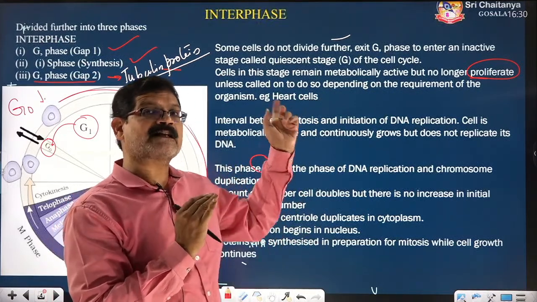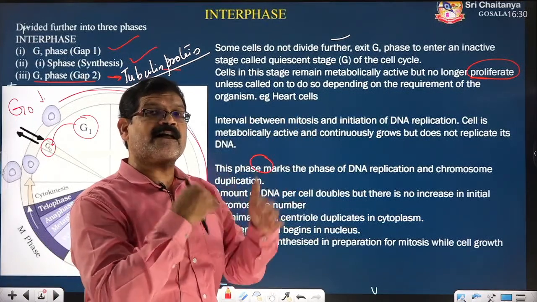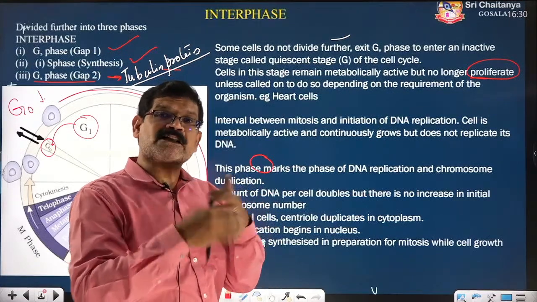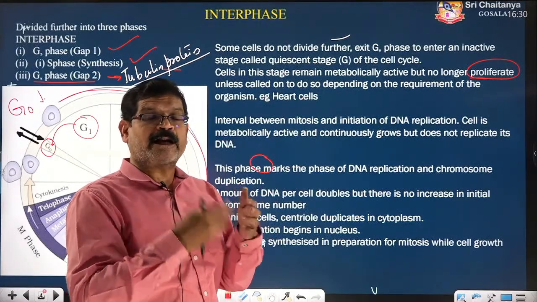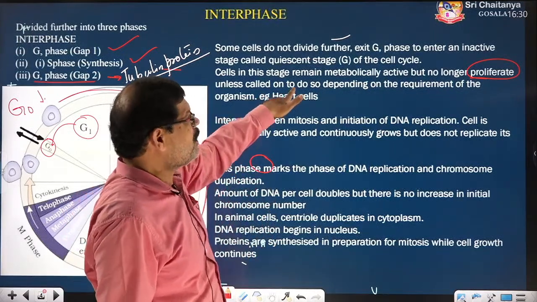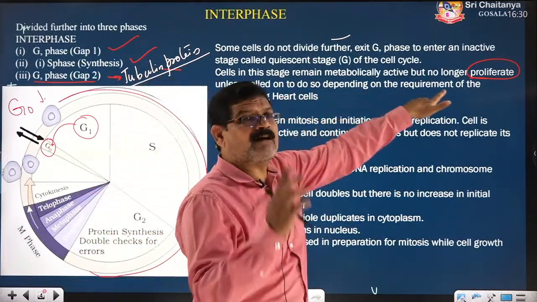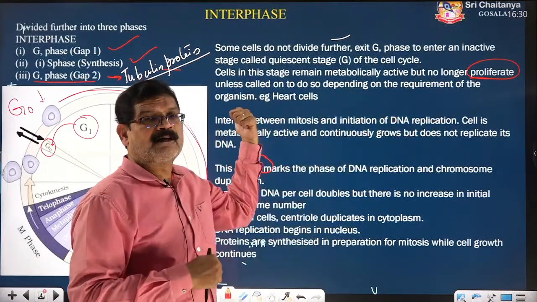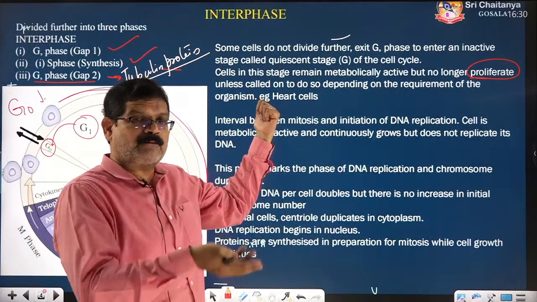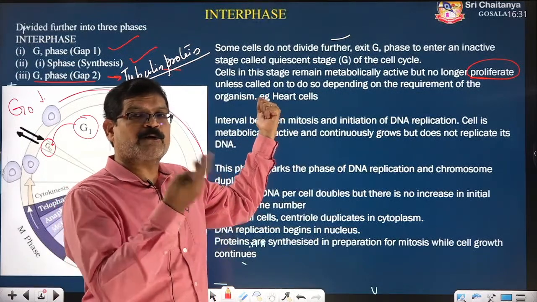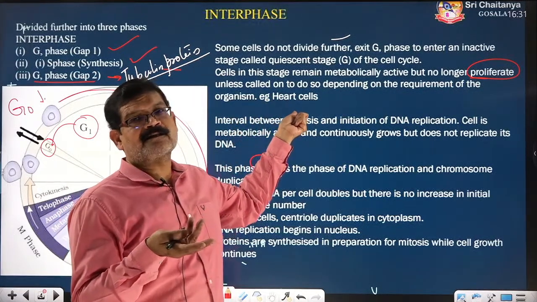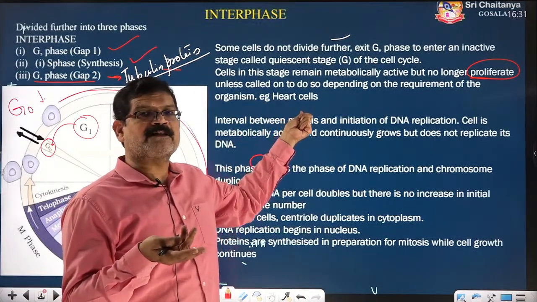Quiet in the sense of a resting phase, but metabolically the cell is active. The cell is not dead, it is functional and does its functions. It undergoes differentiation and does its functions, depending on the requirement of the organism. Suppose an organism requires more cells, then the cell has to come to division and divide to produce a greater number of cells. For example, heart cells are one of the important ones present there.